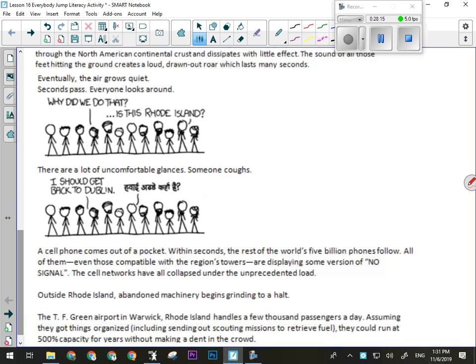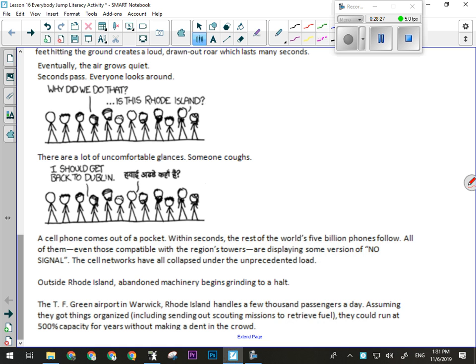Seconds pass. Everyone looks around and asks, okay, why did we all do that? There are a lot of uncomfortable glances. Somebody coughs. People start saying, I should probably go home. A cell phone comes out of a pocket. Within seconds, the rest of the world's 5 billion phones follow.